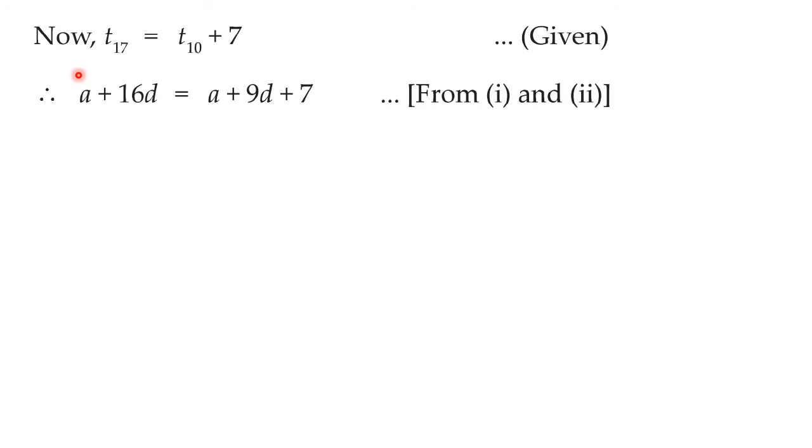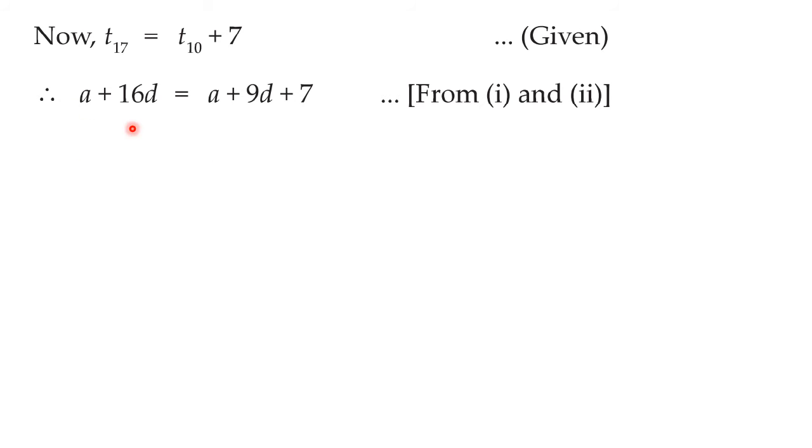This we have written from equation 1. What was equation 1? T17 is equal to A plus 16D. So in place of T17 we wrote A plus 16D. And equation 2 was T10 is equal to A plus 9D. So in place of T10 we wrote A plus 9D. Okay. And it's plus 7 as it is.